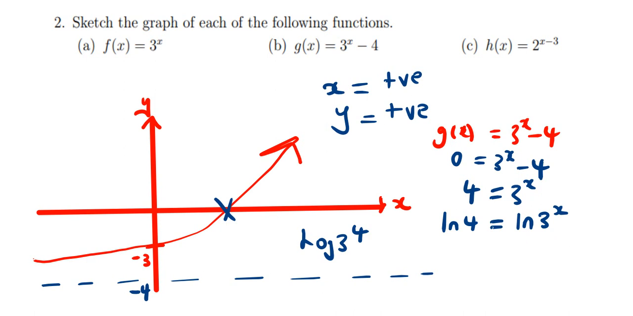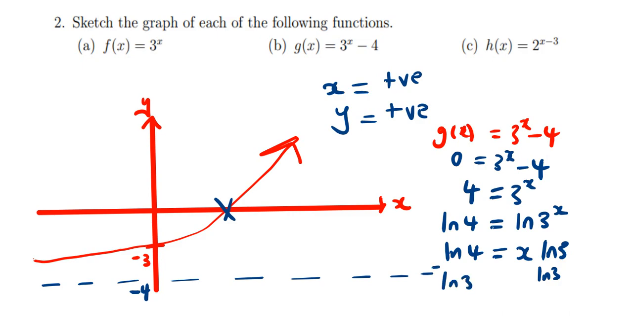So what this now means is that the power is going to drop. According to the rules of logs, that's what we're going to do to our expression. So we're going to have natural log of 4 is equal to, the x is going to drop, x natural log of 3. Natural log of 3, I'm going to divide on both sides. Therefore my x is equal to natural log of 4 over natural log of 3.